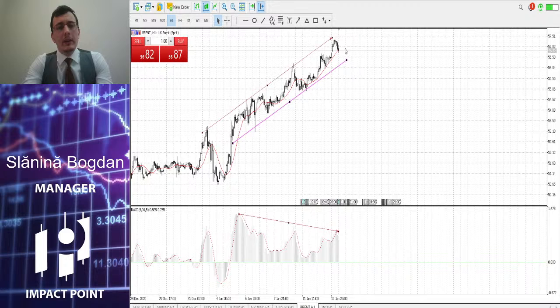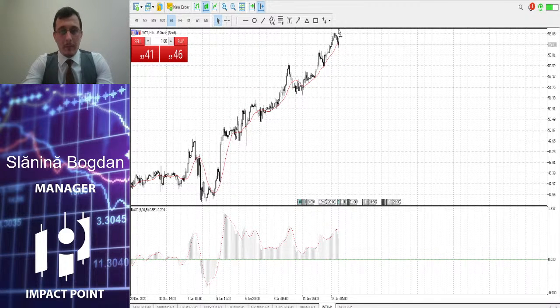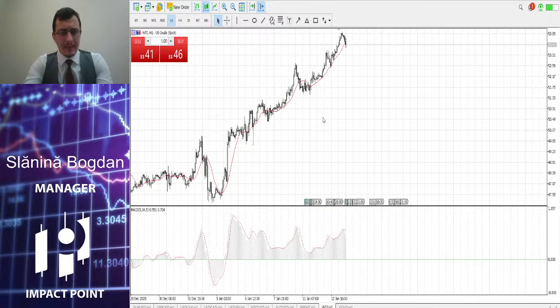I don't know if it will be a big one, but at least 50 pips, 70 pips. WTI, if we speak about American oil, here is exactly the same situation. Here we have again a very big, large divergence, which is a good opportunity for all of us as traders.